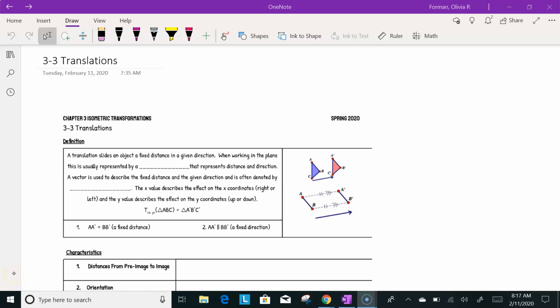Hello, geometry. I'm out, not feeling the best today, so I decided to just stay home and rest. I should be back tomorrow, hopefully.